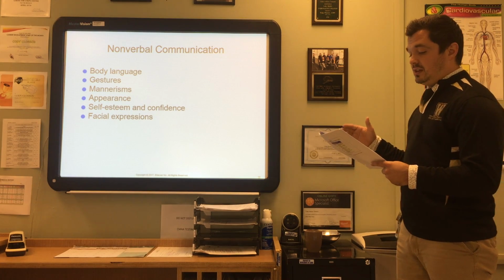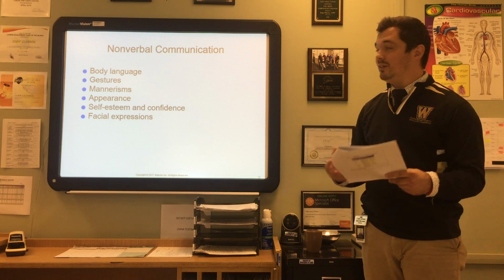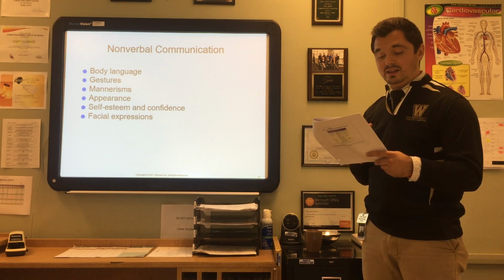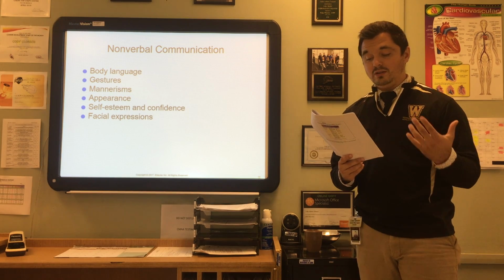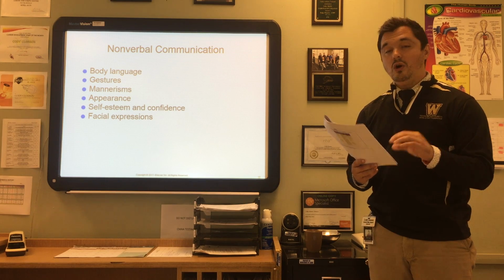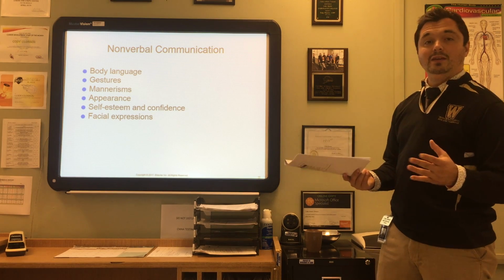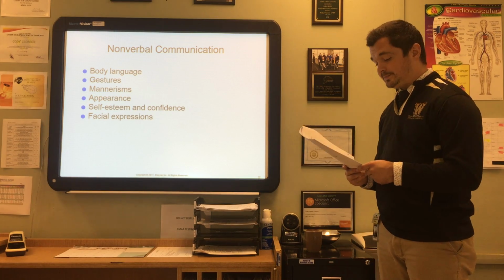You can look at gestures and mannerisms. However, appearance is huge in that. Appearance is an integral part of nonverbal communication. Our appearance influences the ways others view us and can present a conflicting message or a totally incorrect message if it's not appropriate. So you need to dress professionally and up to the standards of your practice.